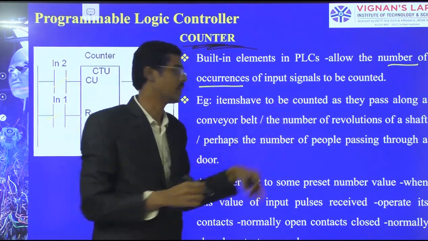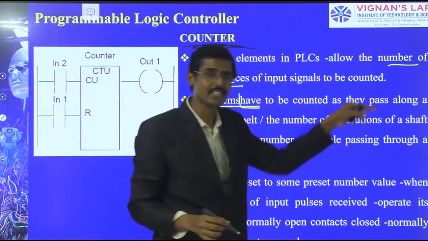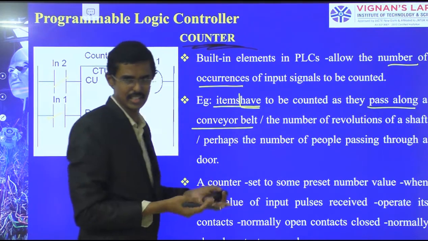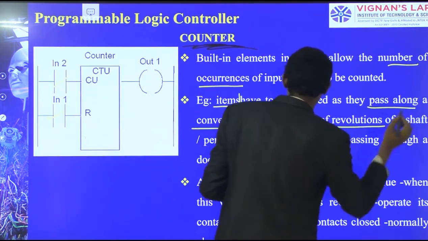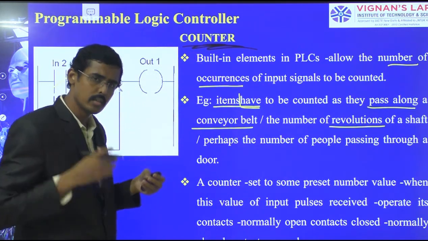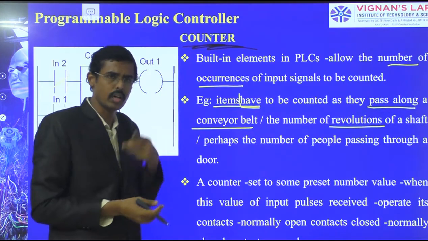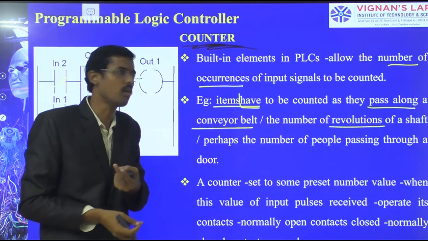Items have to be counted as they pass along the conveyor belt. So it's the same example. Conveyor belt, or the number of revolutions of a shaft, how many times one shaft is rotating, maybe traveling or rotating, these are some counts. One revolution is a count. Two revolutions is a count. 1000 RPM, 1000 revolutions is a count.